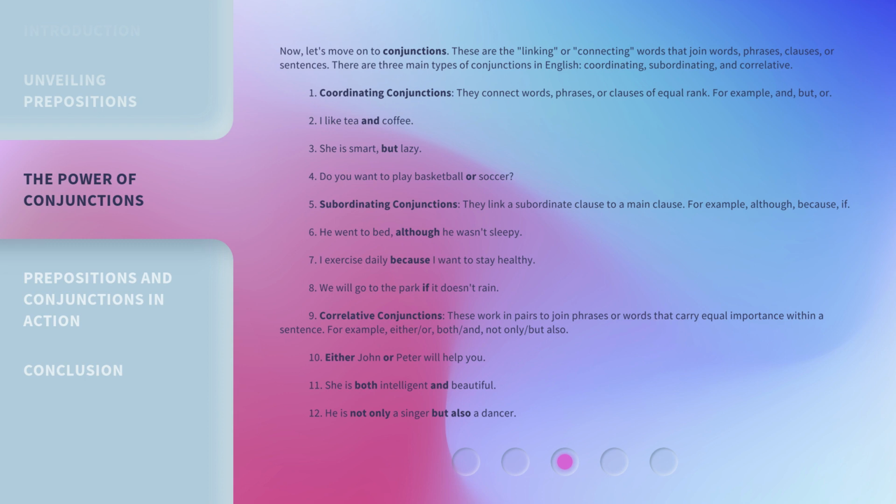10. Either John or Peter will help you. 11. She is both intelligent and beautiful. 12. He is not only a singer but also a dancer.